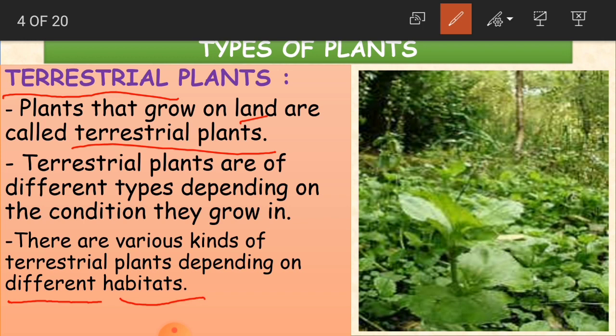So what does habitat mean, children? It is where plants, animals or human beings are able to live, like the climate or environment. So as we said, terrestrial plants are of different types depending on the conditions, different habitats and different environmental changes. Okay, children? Clear?